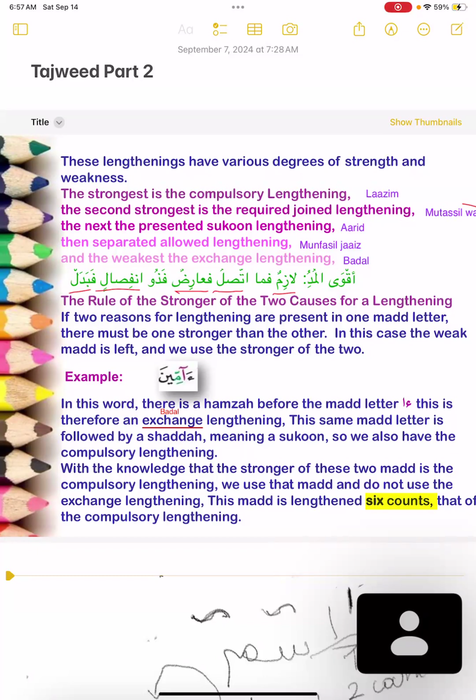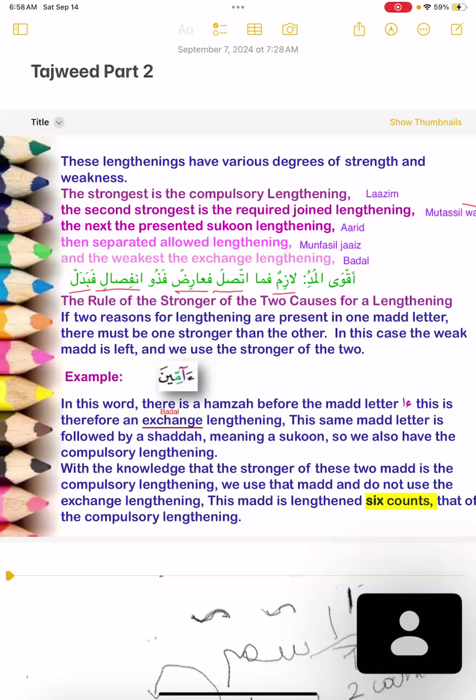So now if you have an ayah, which in an ayah you have more than 2 or 3 mads, how do I prioritize? We look at it, because there are sometimes two rules in one, 2 mads in one word. Which mad should I give priority? So now let's look at this example here. The rule of the stronger of the two causes for a lengthening. If 2 reasons for lengthening are present in one mad letter, there must be one stronger than the other.